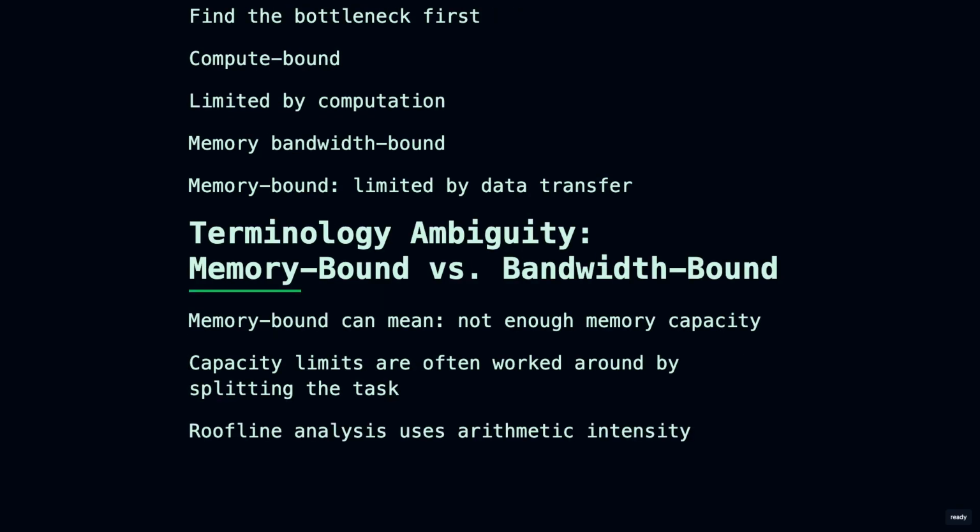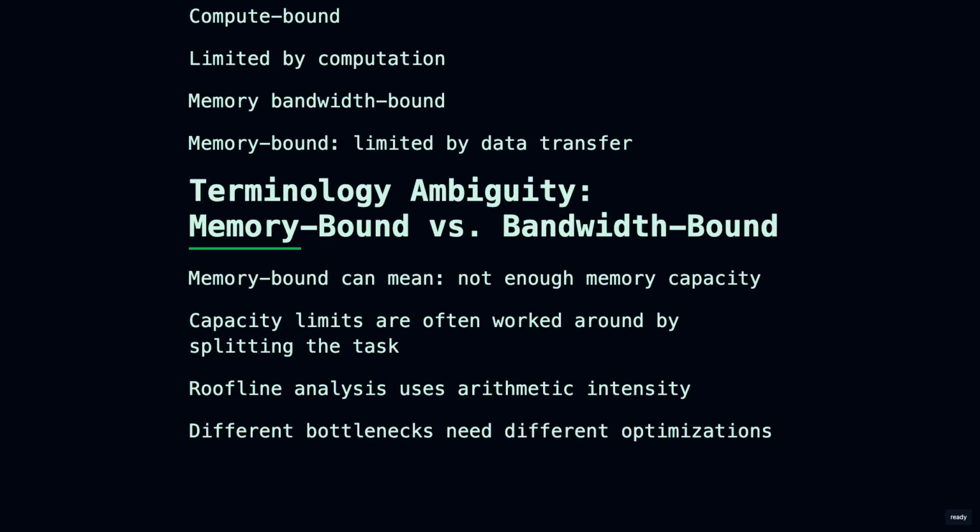A standard way to classify a workload is with a roofline chart. The key quantity is arithmetic intensity, how many operations you do for each byte you move from memory. Once you know the bottleneck, the fix changes. Compute-bound workloads benefit from more compute, while memory bandwidth-bound workloads benefit from faster memory or higher bandwidth hardware.